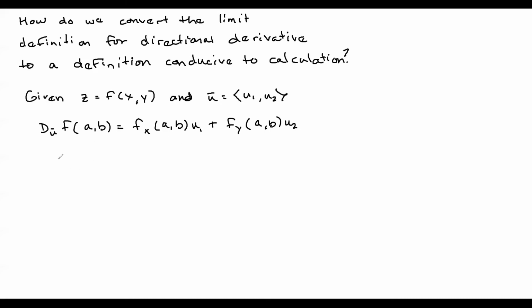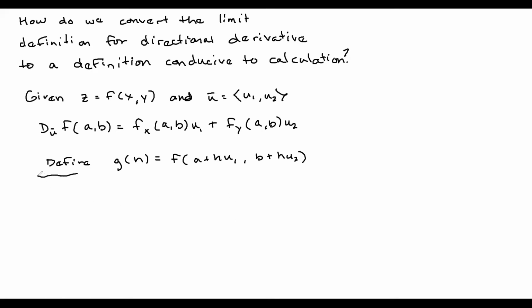First, what we are going to do is define a function g of h equal to f of (a plus h times u1, b plus h times u2). Okay, so keeping in mind that a and b are given and u1 and u2 are given. So that means that for each h input, we would end up producing a number. So this g of h is a function. It does produce outputs for each input.